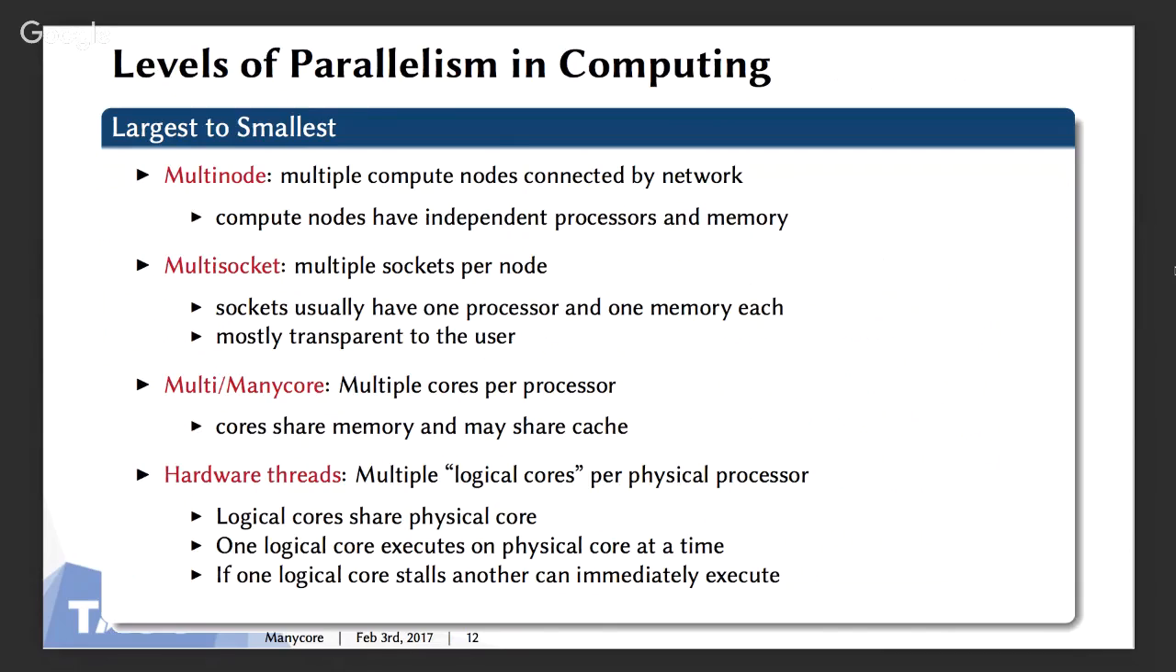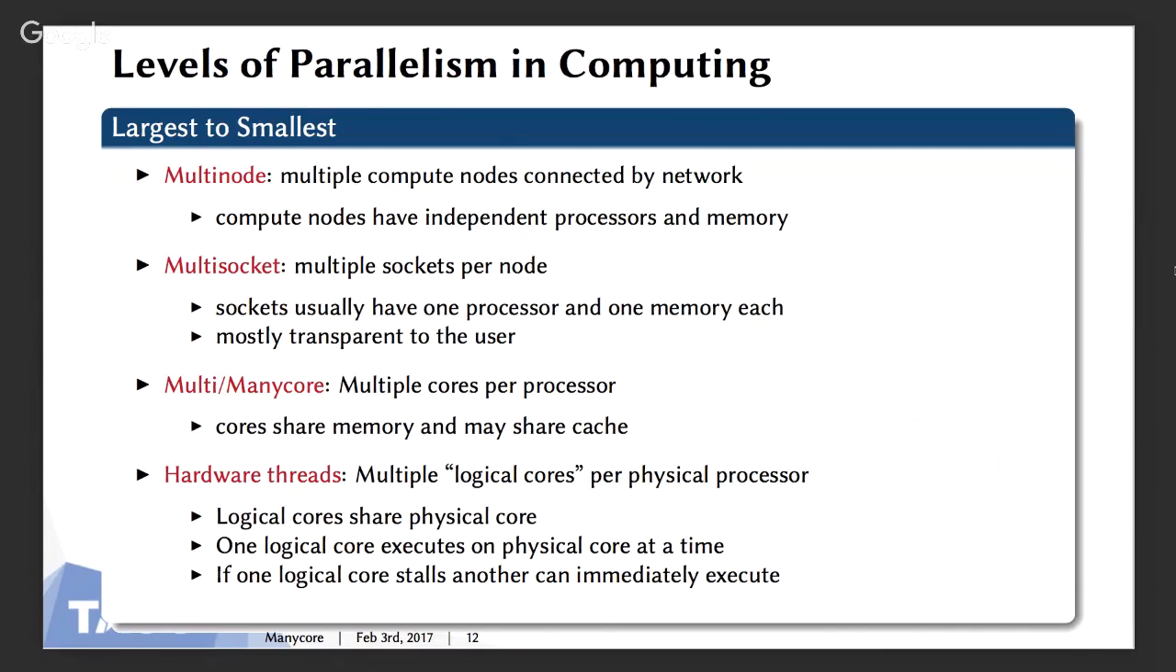The next level down is multi-socket. Like in Stampede, you can have multiple sockets per node, typically 2 to 4 is as high as I've seen. Sockets usually have one processor in them, and one physical memory located in them. As far as the user goes, the operating system kind of hides that from you. You can see it, and I'll show you implications of it on performance later. But for the most part, you can just run your code and not worry about this.